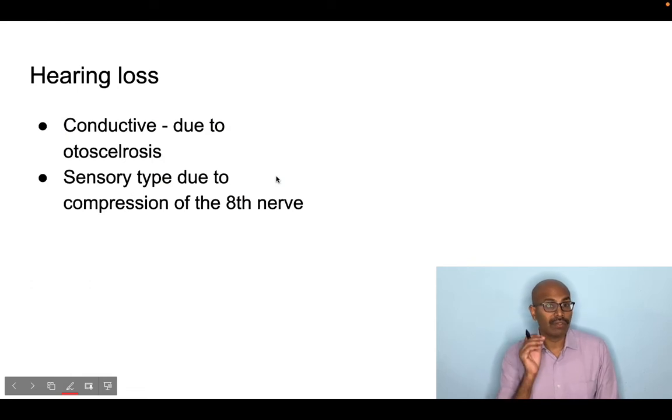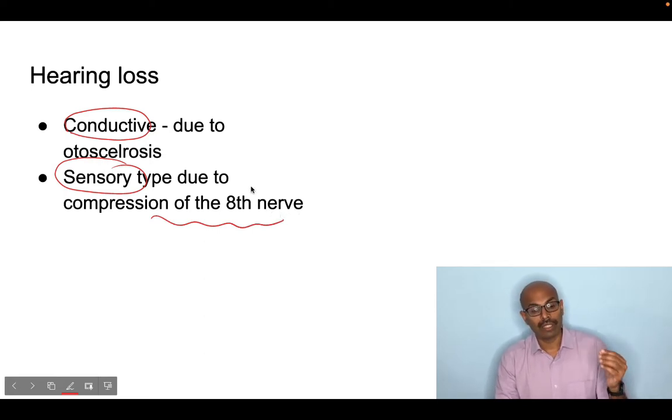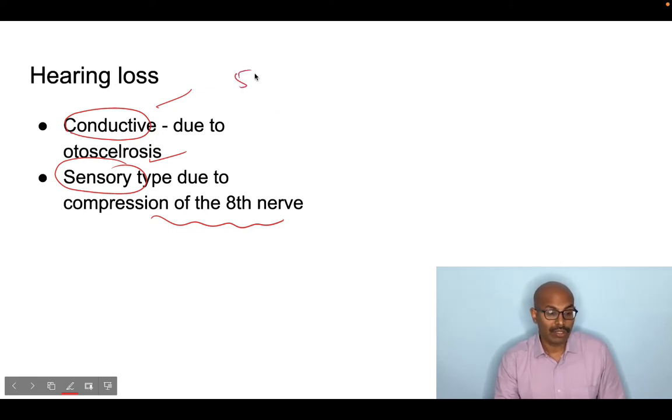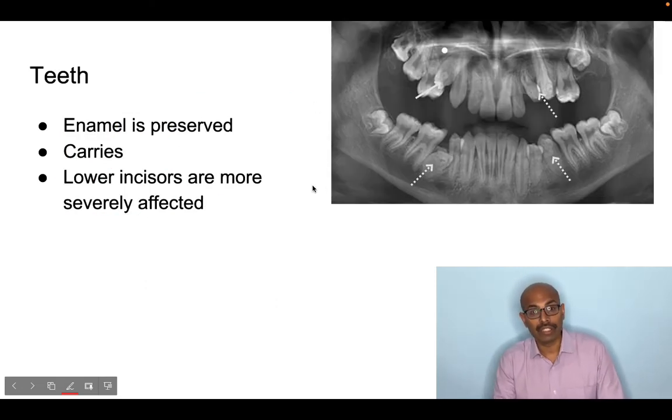Hearing loss. Hearing loss is a very frequently seen problem. Hearing loss could be conductive because of otosclerosis, because the bones of the middle ear are also involved in osteogenesis imperfecta, and it can be a sensory type due to compression of the eighth nerve when it is coming out from the skull. So it could be conductive or sensory, but could be a mix of both as well. 50% of all patients with osteogenesis imperfecta have a hearing loss. Don't forget that.